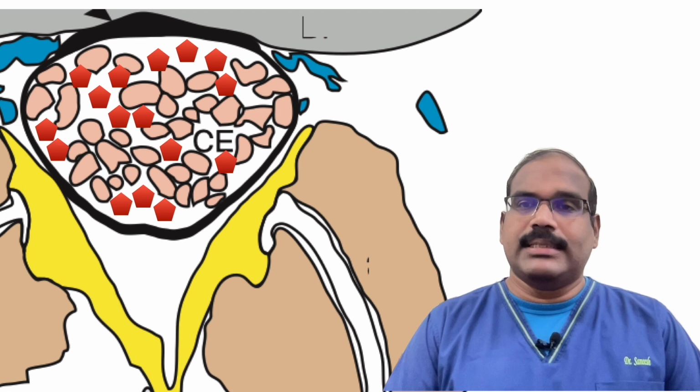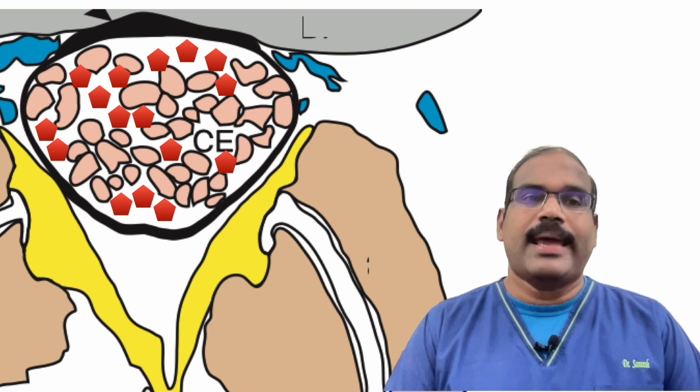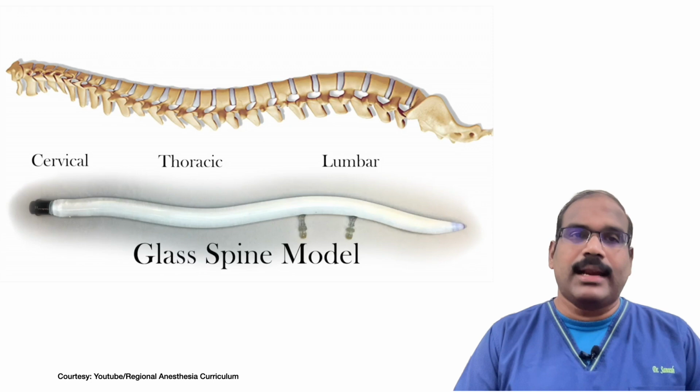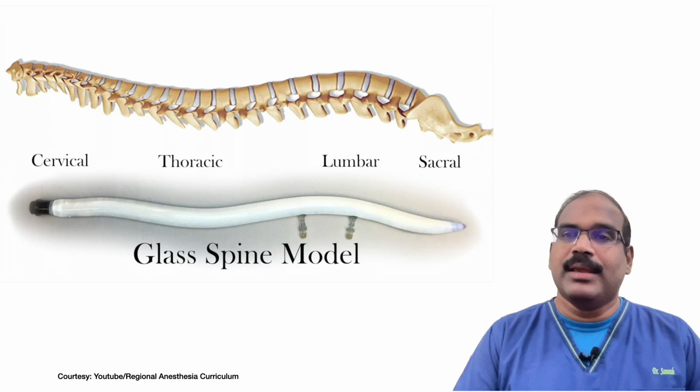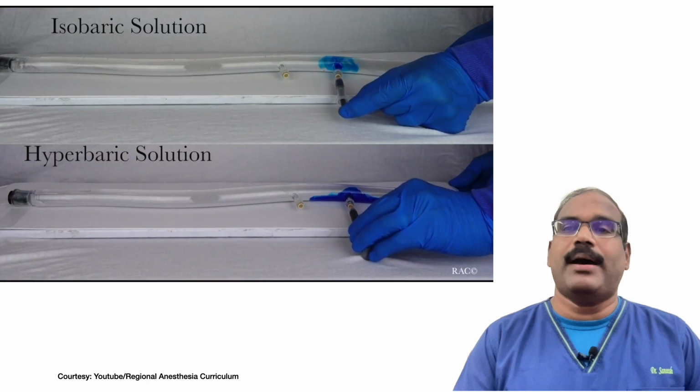Whether the CSF concentration is greatest at the site of injection or not depends on the baricity of the local anesthetic solution injected and the position of the patient during and immediately after the injection of the drug. To make this concept clearer, you may check the YouTube video of regional anesthesia curriculum, which shows a glass replica of the spinal column where spread of local anesthetic following injection of isobaric and hyperbaric drug are nicely demonstrated.